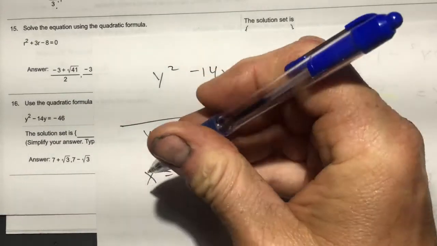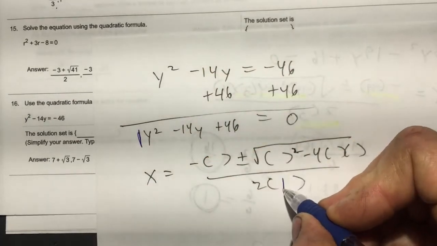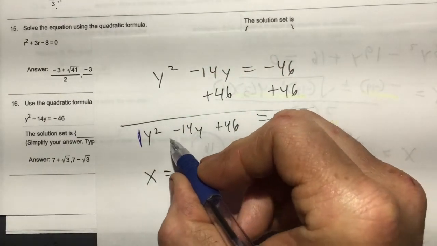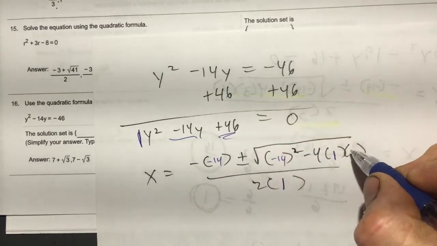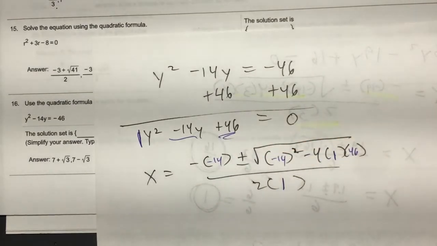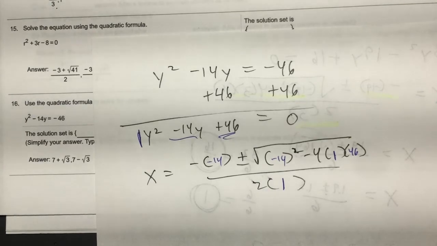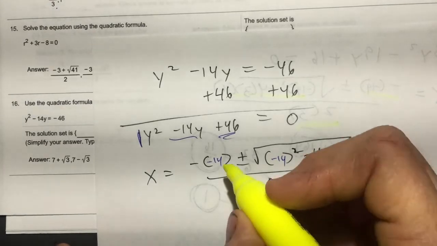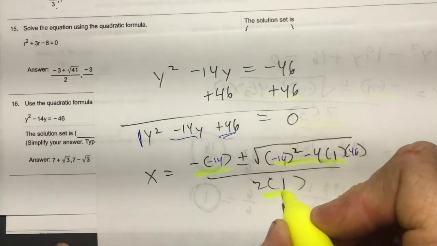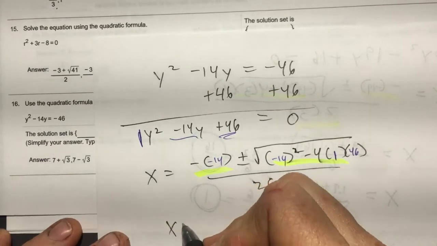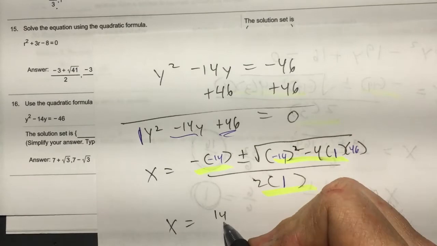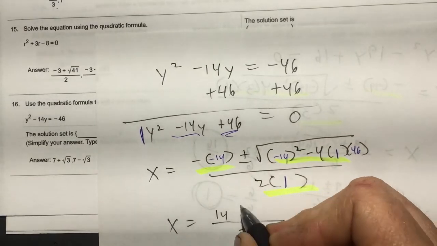My a is 1. Got a 1 right there. So 1 and 1. b is negative 14. Negative 14 here, negative 14 there. And then there's my c, 46. And then just like always, there's 1, 2, 3 things to do on this. So x equals, that's going to be a positive 14. Down here, 2 times 1 is a 2.